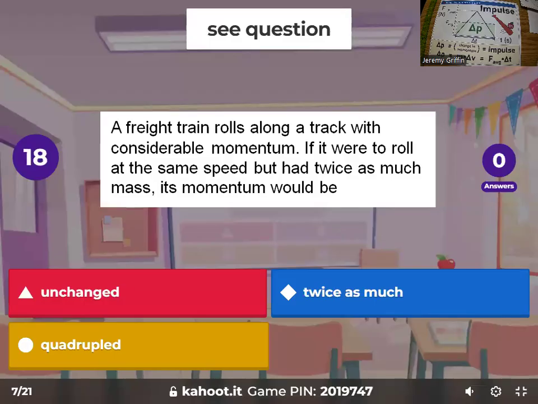A freight train rolls along a track with considerable momentum. If it were to roll with the same speed but had twice the mass, its momentum would be.